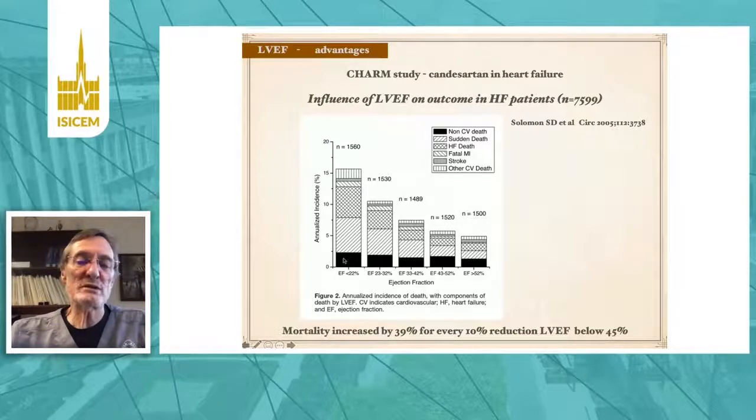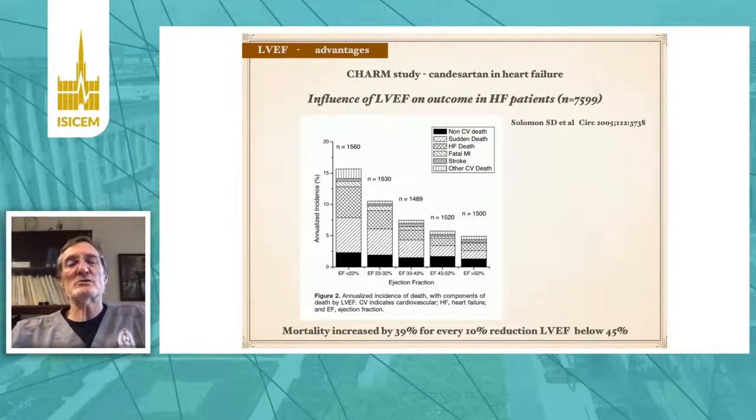For example, here we see the black line, which is non-cardiovascular death. That doesn't change so much. But sudden death, if you have a low ejection fraction, increases enormously the lower your ejection fraction. And heart failure death, which is this crossed pattern here, increases with the lower ejection fraction. In fact, the mortality in this group increased by 39% for every reduction in left ventricular ejection fraction below 45%. So the left ventricular ejection fraction has a really good prognostic element to it.